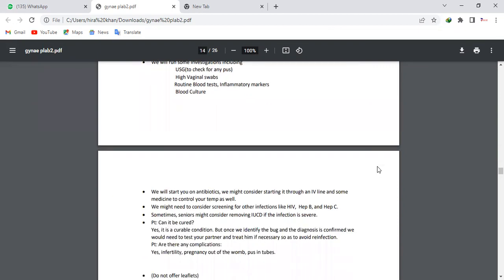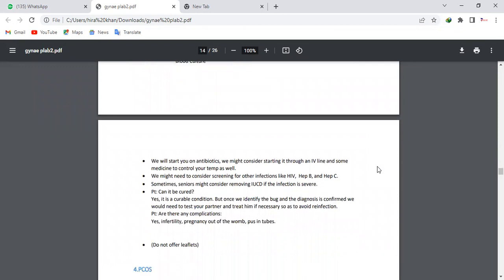Then she will say something, and you have to address the concern side by side. Also tell her what we are going to do: after admitting you, we will start you on antibiotics, and we might consider starting it through an IV line. We also give you some medicines to control your temperature if the patient says that the temperature is high. Otherwise, no need to mention. And Saira, after admission, in most scenarios she might have a concern: doctor, I don't want to get admitted. Then how are you going to address that?